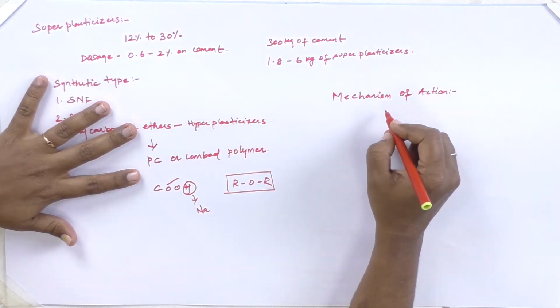The cations are positively charged particles, and when water is added, the rheological characteristics of the cement water paste are nothing but either attraction or repulsion of cement particles. How this attraction and repulsion takes place when water is added to the concrete is called the mechanism of action.